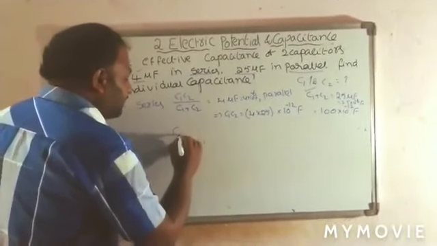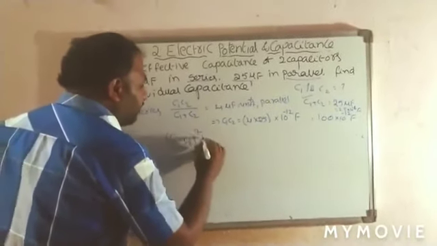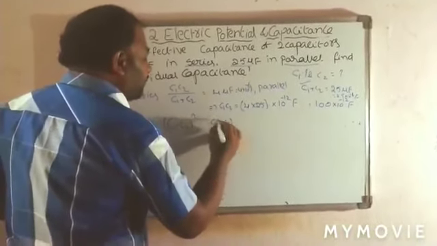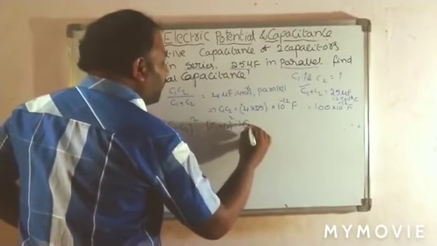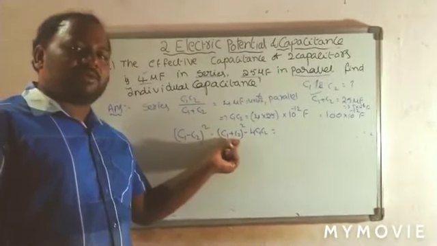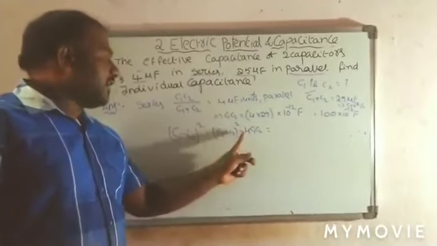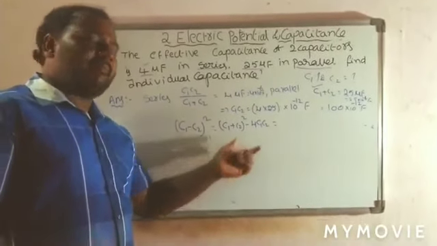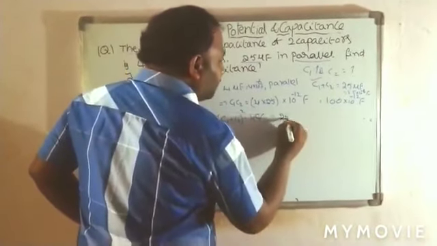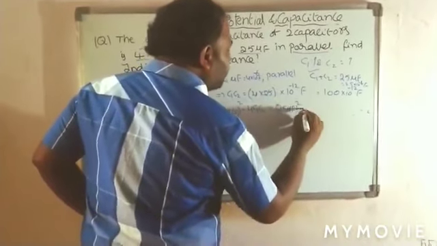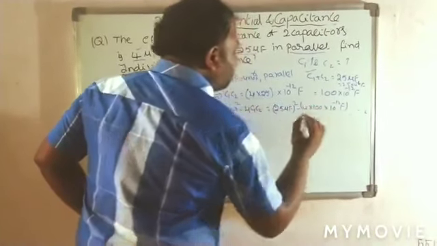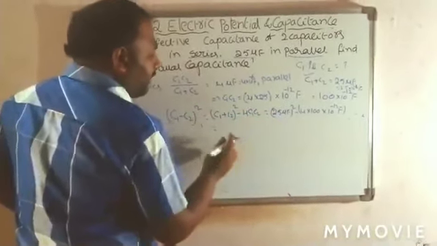That is nothing but C1 minus C2 whole square is equal to, this is the A minus B whole square formula, C1 plus C2 whole square minus 4 into C1 C2. See here, C1 plus C2 whole square is nothing but A plus B whole square, A square plus B square plus 2AB, minus 4AB. That is nothing but A minus B whole square. So C1 minus C2 whole square is 25 microfarad whole square minus 4 into 100 into 10 power minus 12 farad. Okay, now from this, what is 25 microfarad?